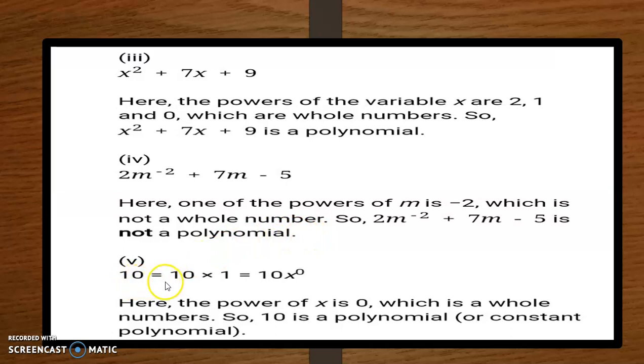Fifth one, 10. You can write it as 10 into 1, which is equal to 10 into x raised to 0, since x raised to 0 is equal to 1. Here the power of x is 0, which is a whole number. So 10 is a polynomial, or we can call it a constant polynomial.